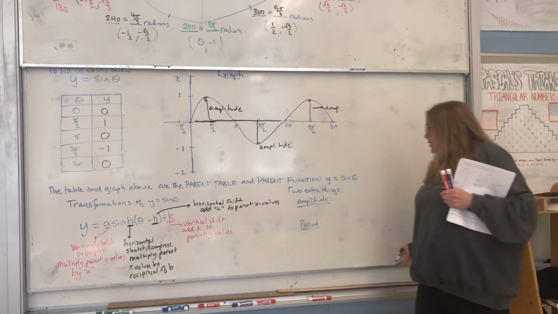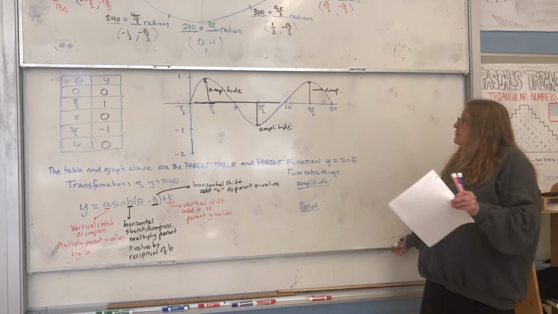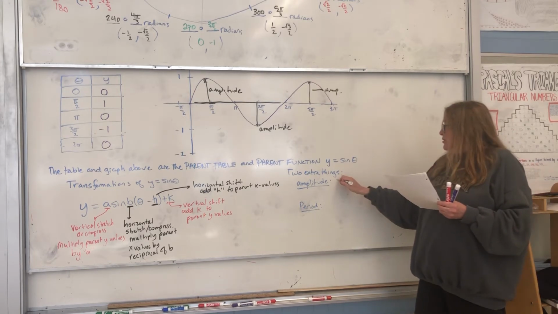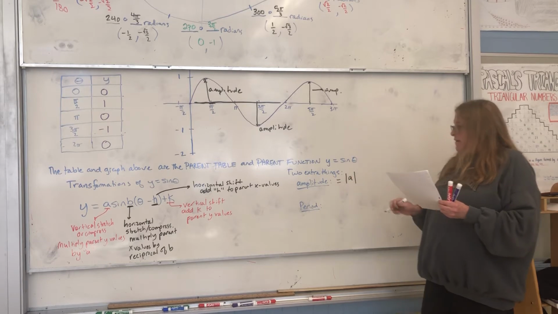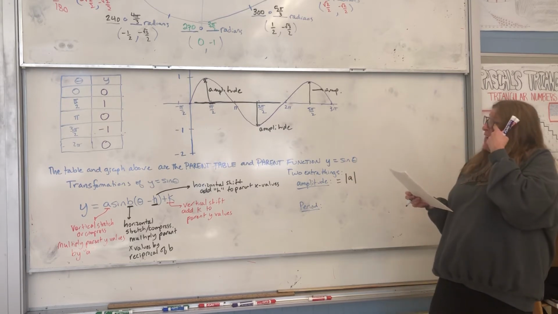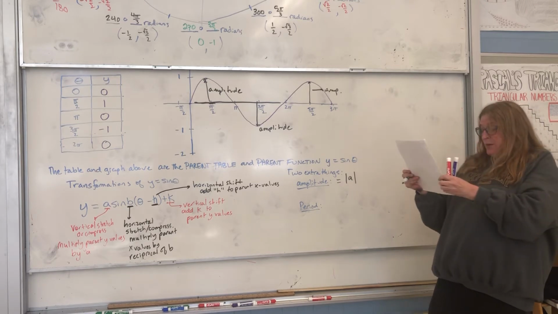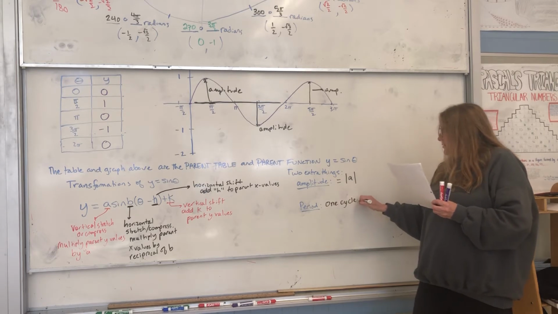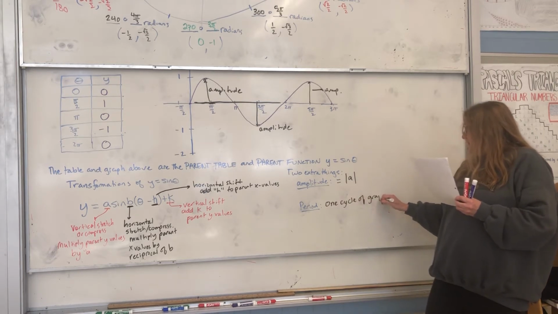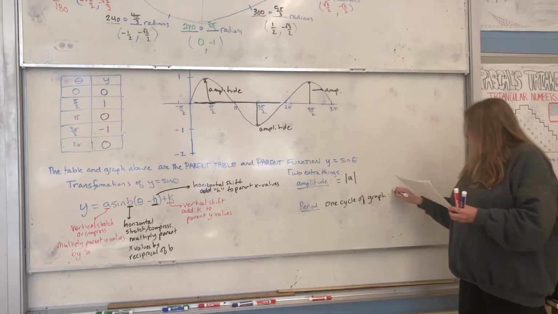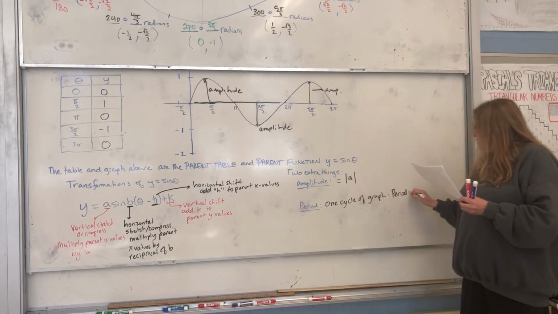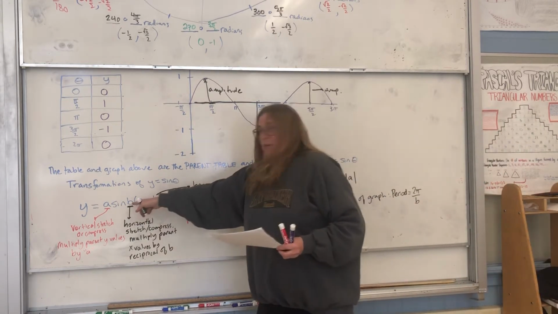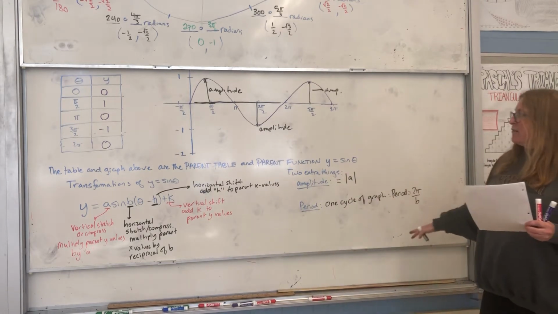Right? So a good way of thinking of that is, we know the vertical stretch and compression is that A value. The amplitude is equal to the absolute value of A. Right? How high up and how low down does the graph go? The period, as I told you before, is one cycle of the graph. And the way we can do that algebraically is period equals 2 pi over B. So B is right here, right? We're going to do 2 pi over B, and that's going to be our period.